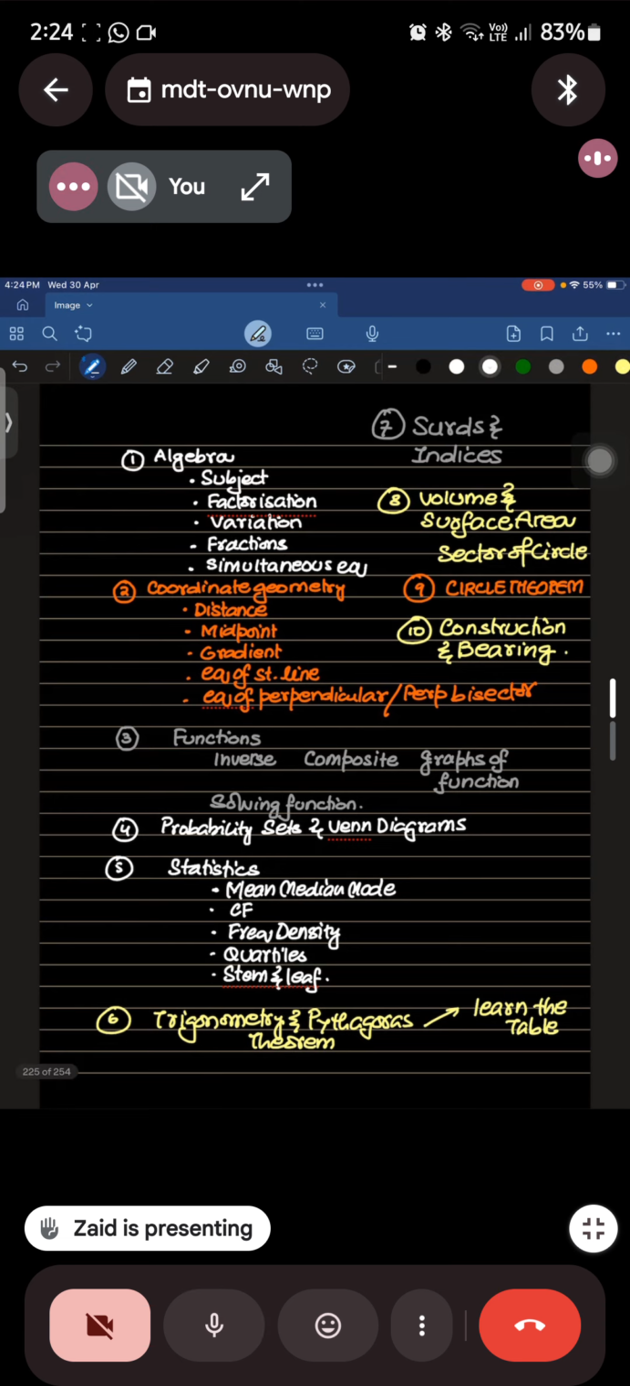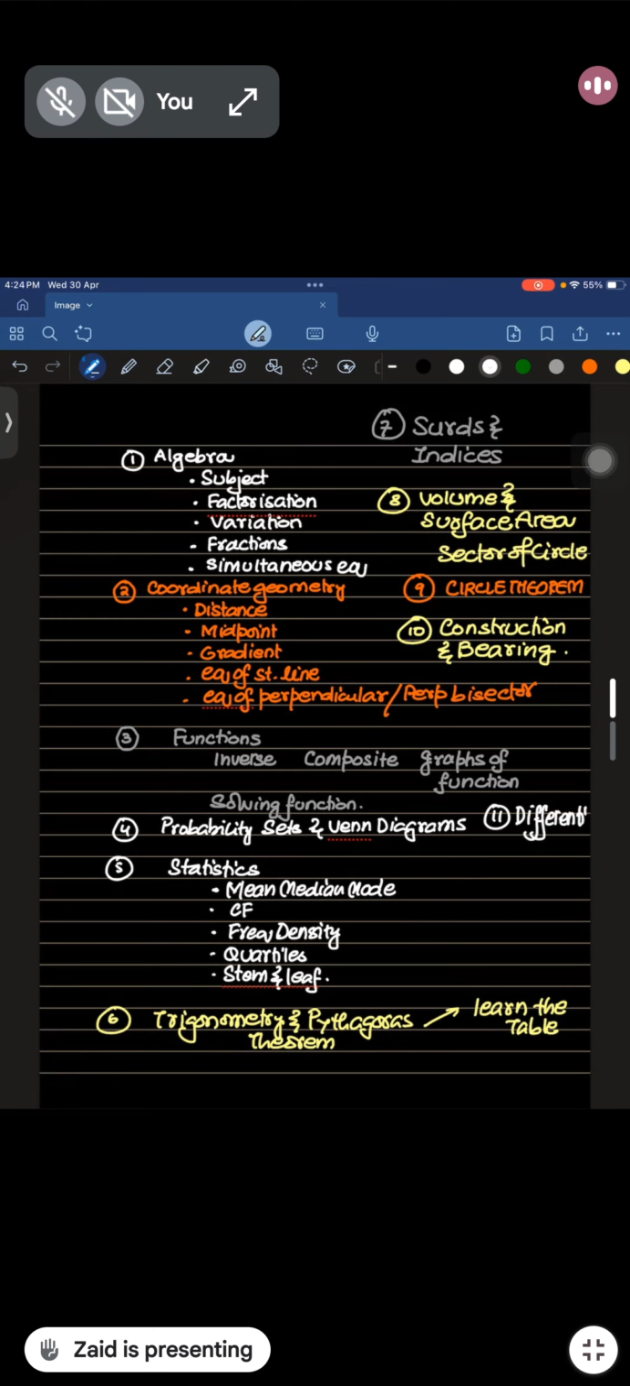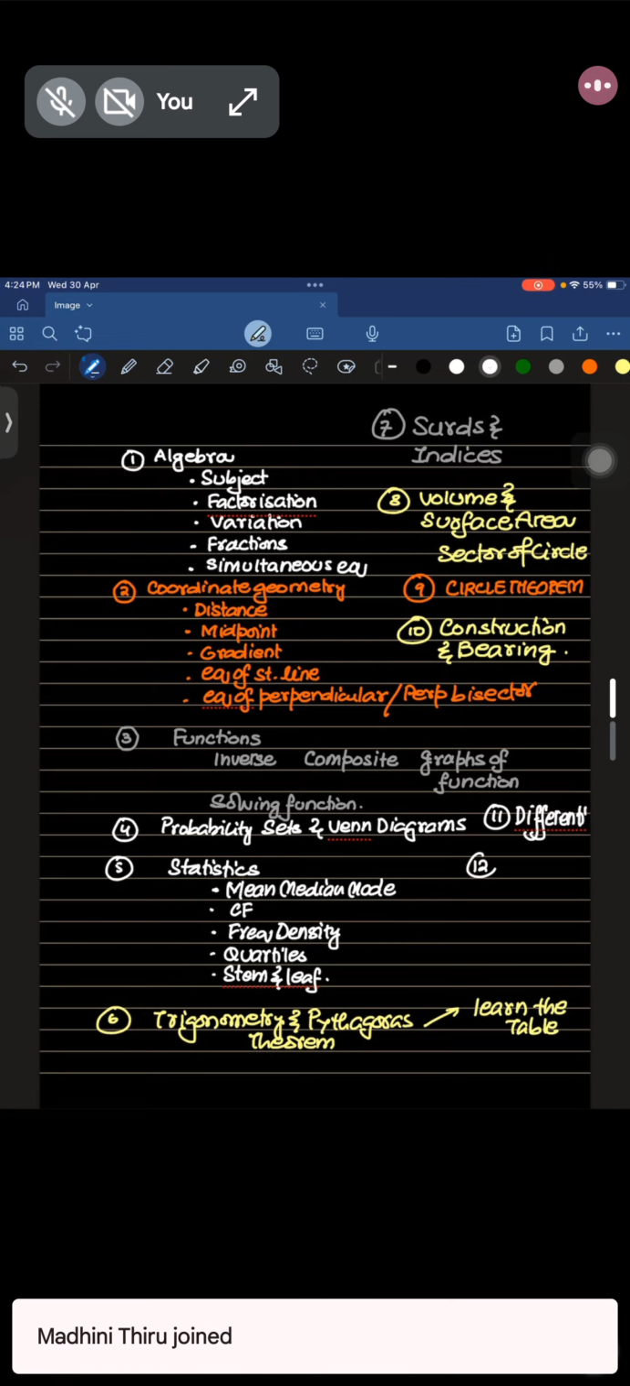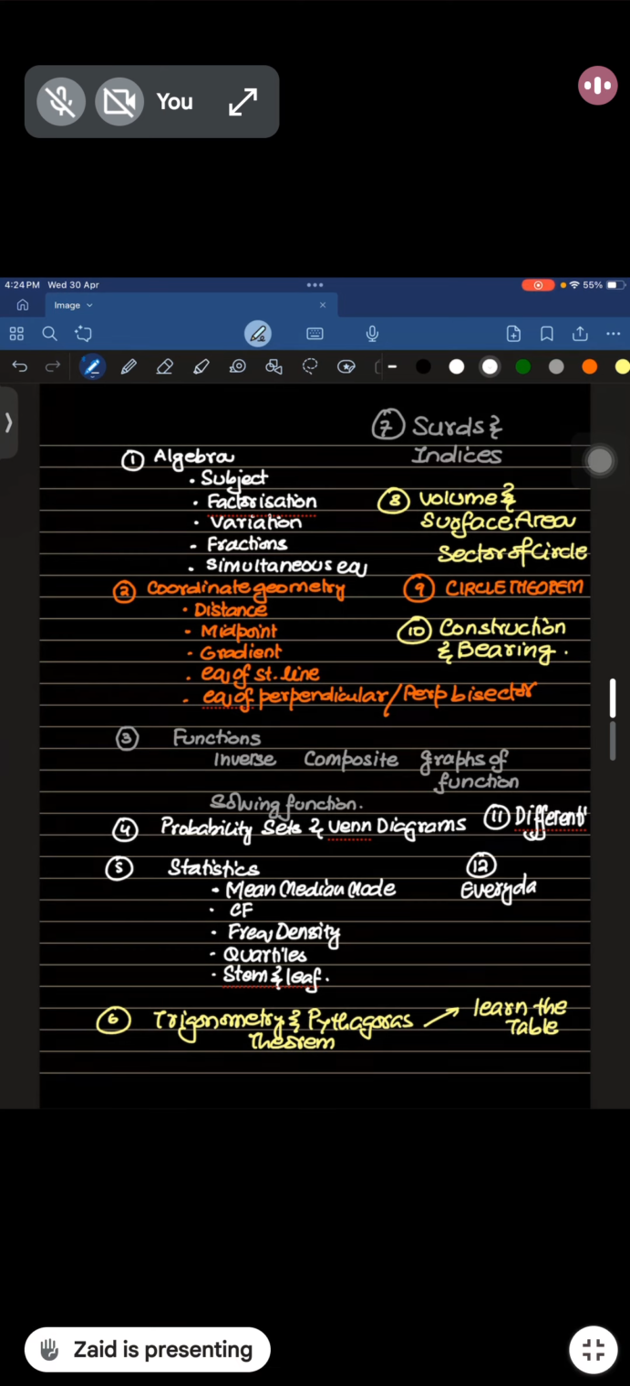Then we can have differentiation. You can be asked to find the turning point in this. Everyday mathematics. That includes simple and compound interest, profit loss, percentage increase decrease. Number 13, kinematic graphs.